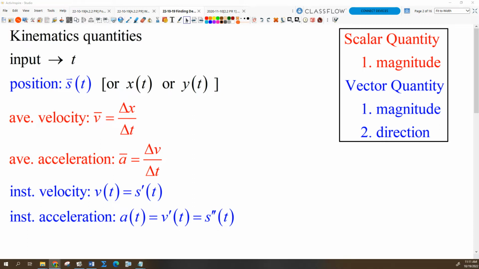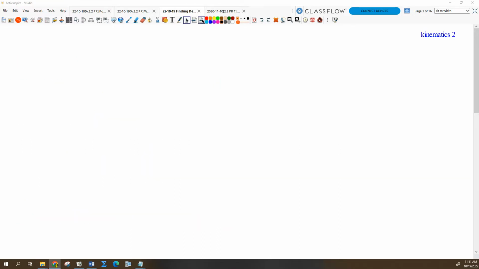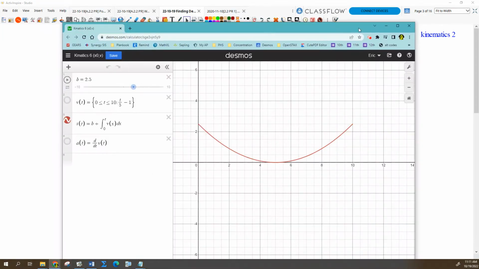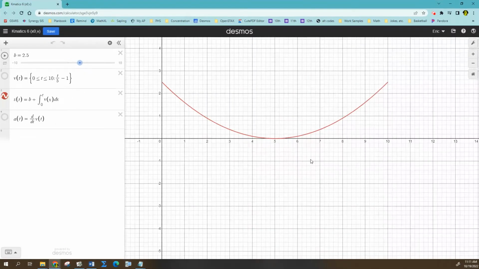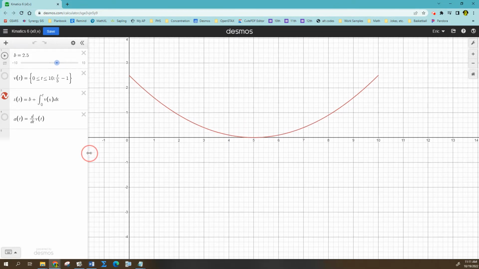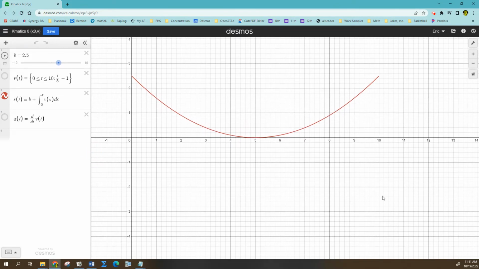Okay? And I'd like you to tell me here. I'm going to give you a function, and you're going to have to tell me how to sketch the graphs of the other kinematic functions. So here's what we're starting with. Okay, that is the position function.